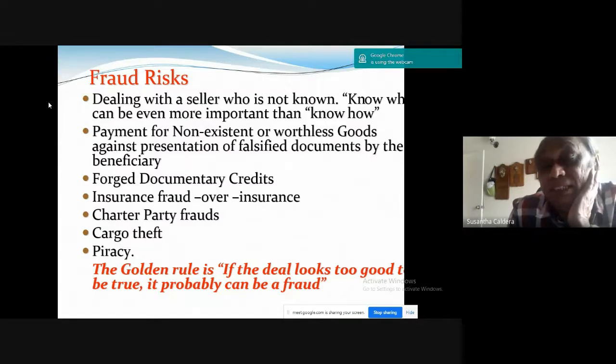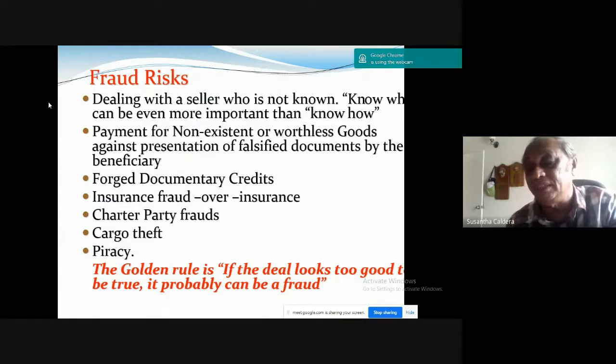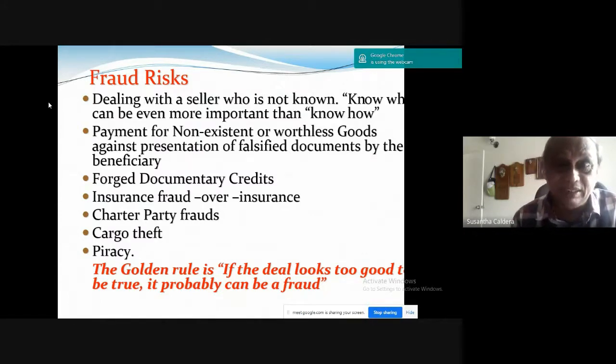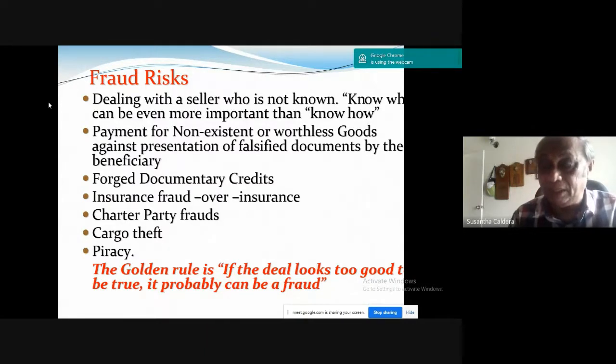And payment for non-existent or worthless goods against presentation of falsified documents by the beneficiary. Right? Forged documentary credit. Even the documentary credit can be forged. Insurance fraud. What are the insurance frauds? Over-insurance. We over-insure the goods. The actual value is 100,000. We insure the thing for 140,000. 100,000, make it 140,000. Right?